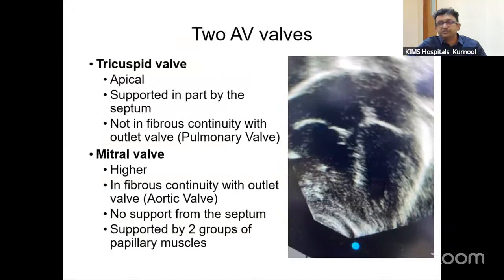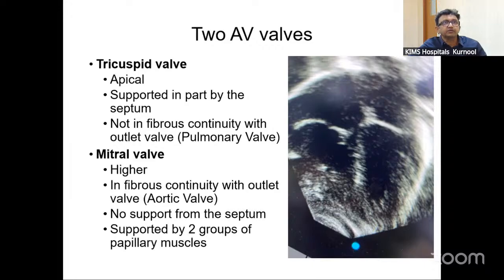So, as I mentioned in the previous slide, regarding the tricuspid valve, it is more apical, and it is attached or supported by the interventricular septum. It is not in continuity with the outlet valve, that is, not in continuity with the pulmonary valve. On the contrary, the mitral valve is slightly higher up. It is not attached to the interventricular septum, but it is in fibrous continuity with the outlet valve, that is the aortic valve. And it is supported by two groups of papillary muscles.